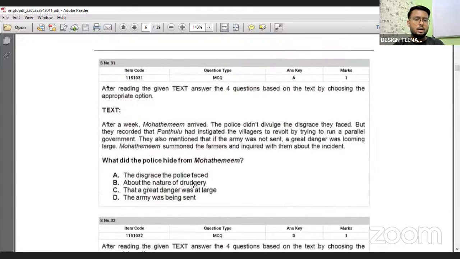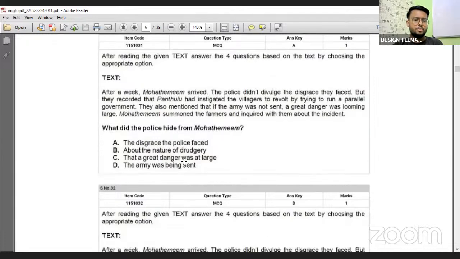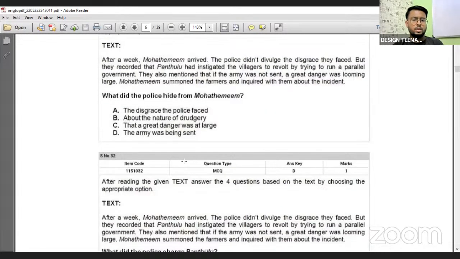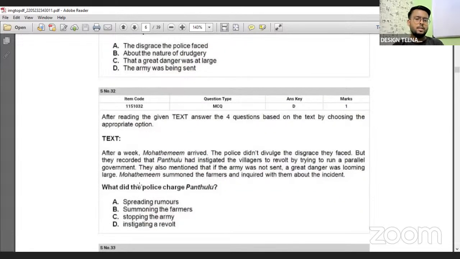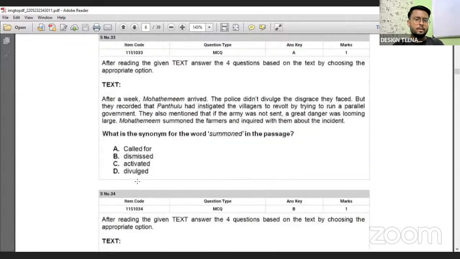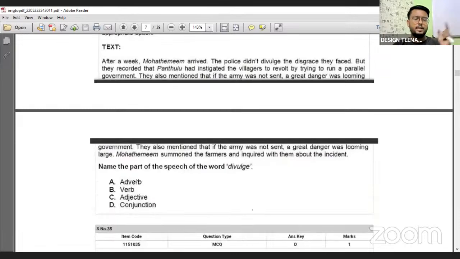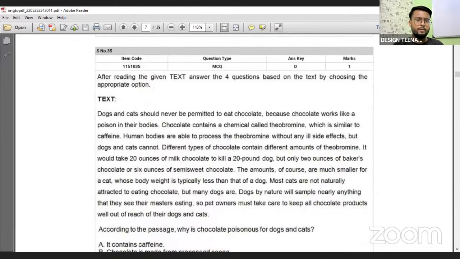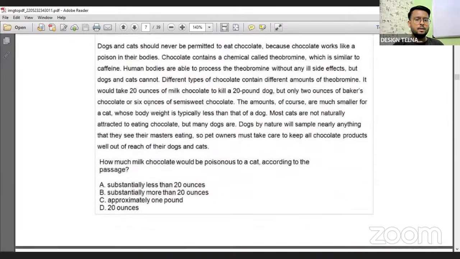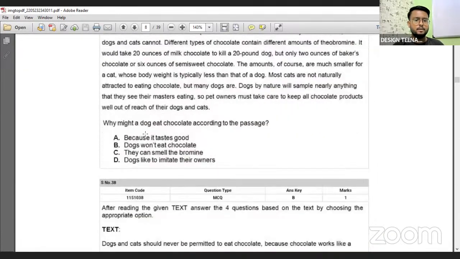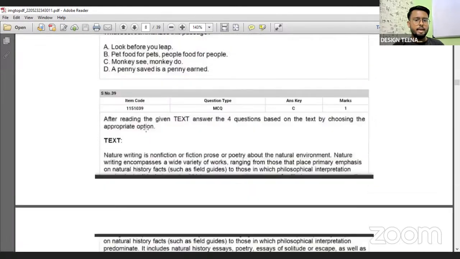We have one. So how have they given the passage type questions this year? Let's see. They have given a text over here, the passage. After reading the text, answer 4 questions based on the text by choosing the appropriate option. So they have mentioned the text in every question. That is one thing. Question number 31, 32, 33, 34: so first, one set of these textual questions. Then again we have our second set. So we got a total of 8 questions.